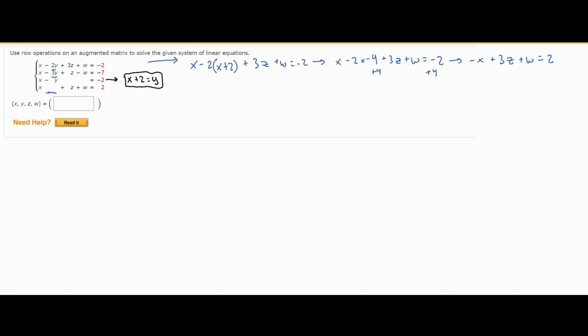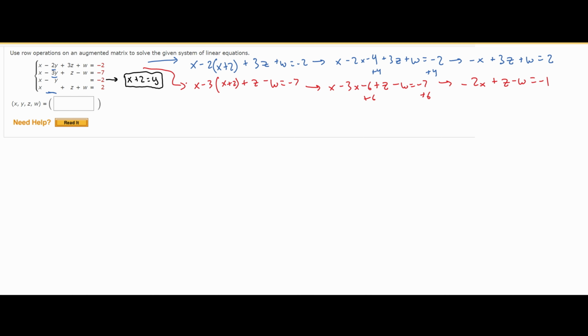Now, we can continue and go look at the next one. I'm going to do this part in red. So we have x minus 3, we have our y, which is (x plus 2), and then we're going to have a plus z minus w is equal to negative 7. Now we are going to add our like terms, and actually we're going to distribute first. So we're going to have x minus 3x minus 6 plus z minus w is equal to negative 7. We're going to add 6 to both sides. We are going to add our x's together. This is going to give us a negative 2x plus z minus w is equal to negative 1. This will be our second equation.